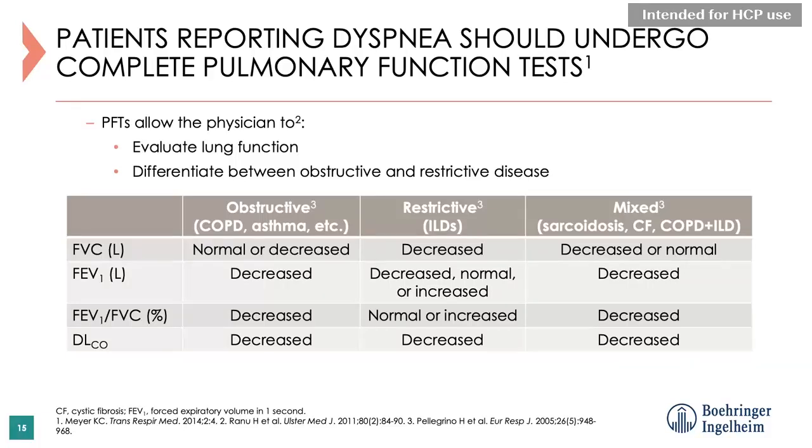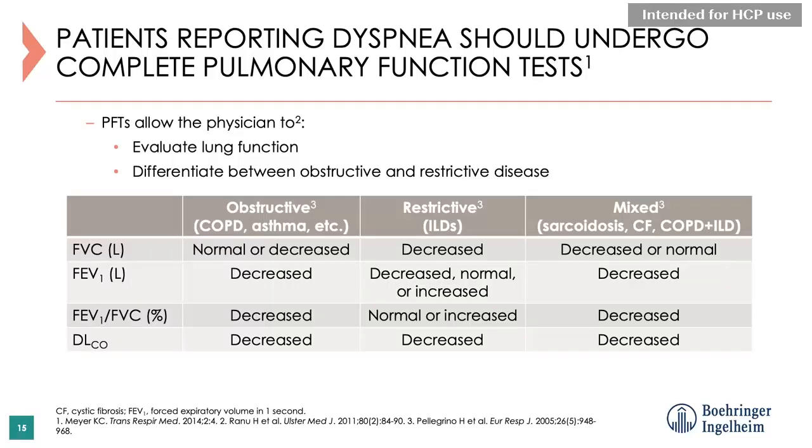In obstructive patterns, what we see is either a normal or decreased forced vital capacity. We see a decreased FEV1, we see a decreased ratio, and a decreased diffusion capacity. The opposite is often true in restrictive diseases, where we see a decreased FVC, a normal or sometimes increased FEV1, a normal or increased FEV1 and FVC ratio, and a decreased DLCO.